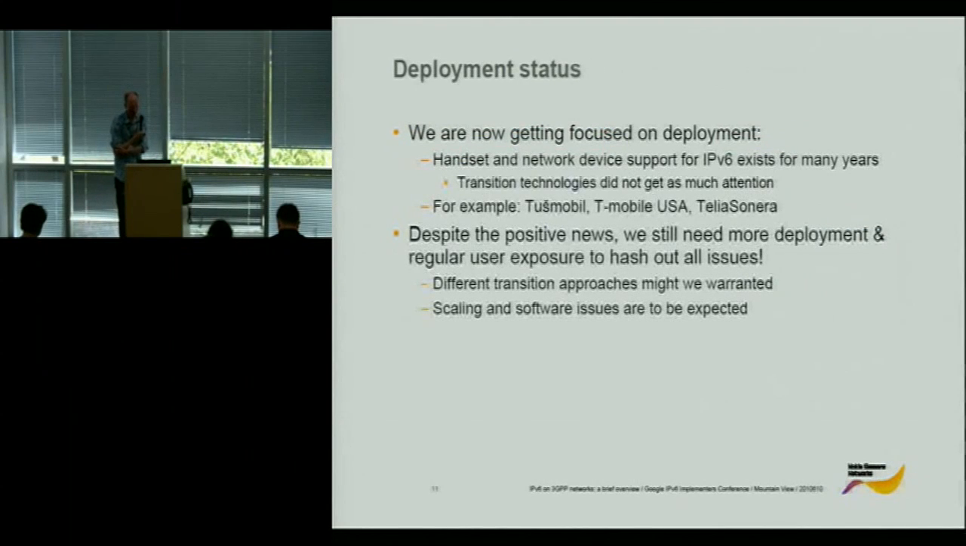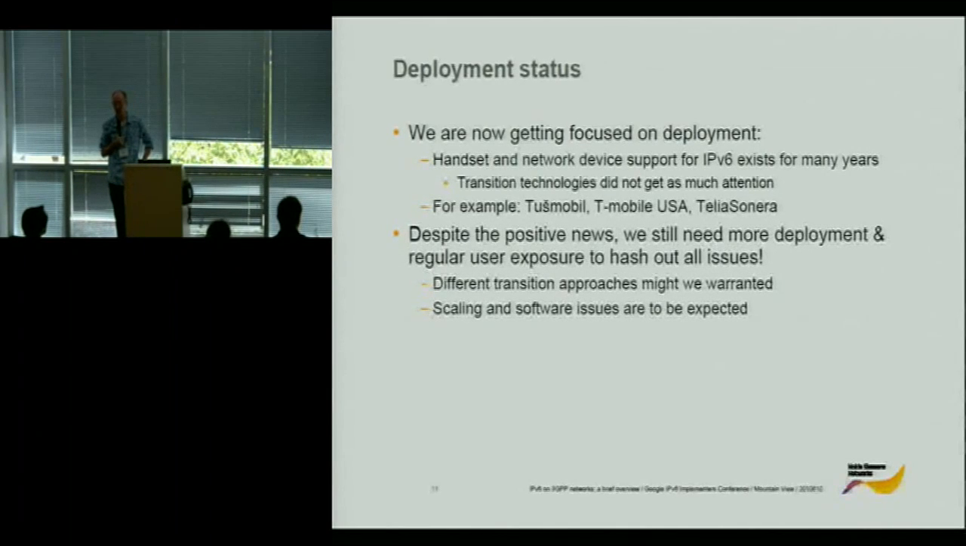So, deployment status. We are getting more and more focused on deployment. As a vendor, we have seen a lot of people coming to us saying this IPv6 thing is not that important, stuff like that. And in the beginning, we were actually one of the early guys. In 2004, 2005, we already had IPv6 in Symbian. We had IPv6 in our GGSN and SGSN. So we could do all this stuff, but there wasn't really that much demand. We were actually too early.